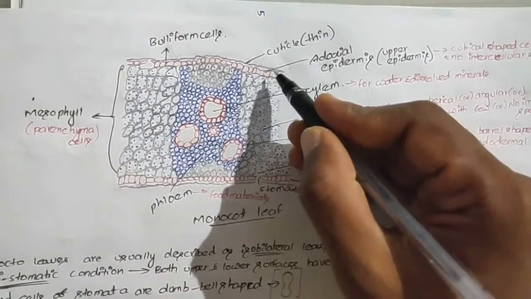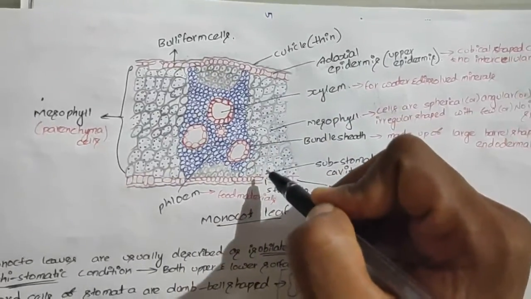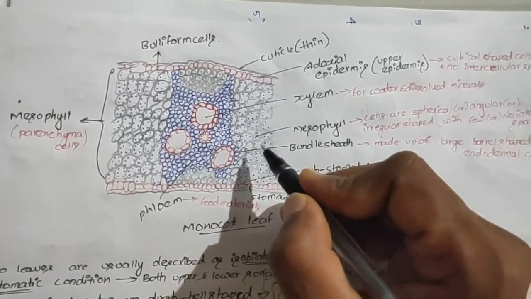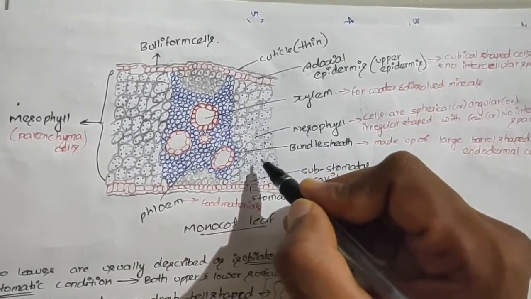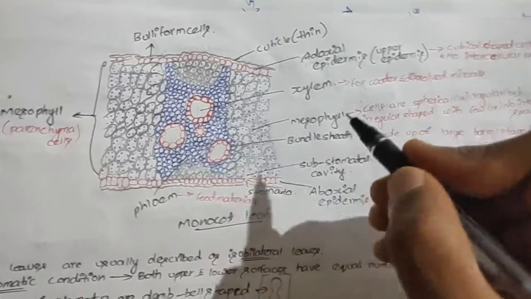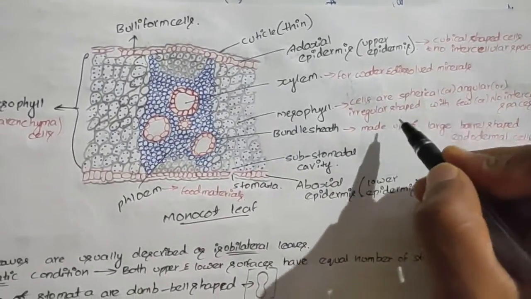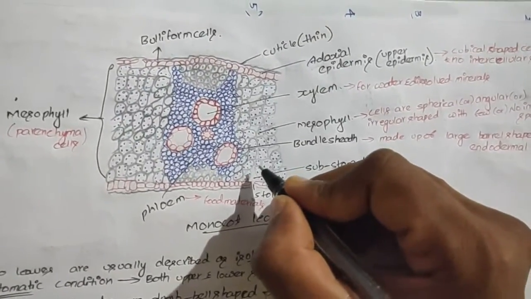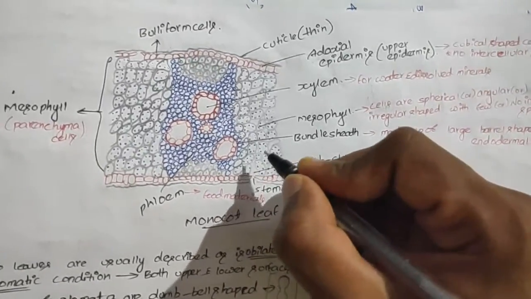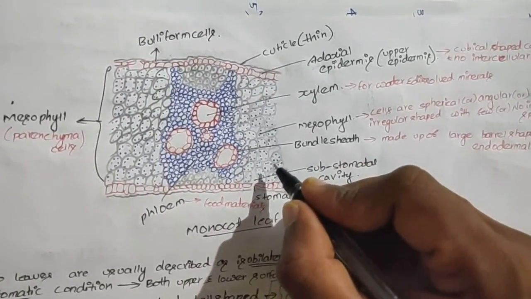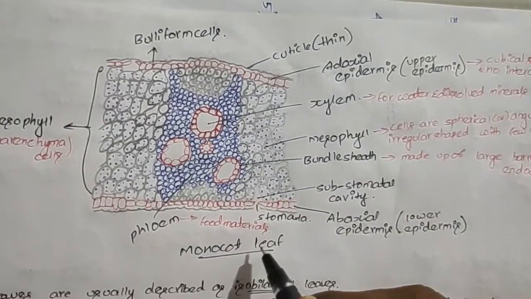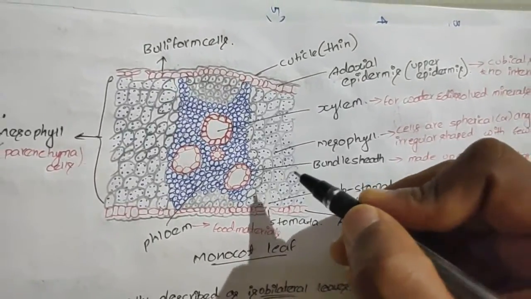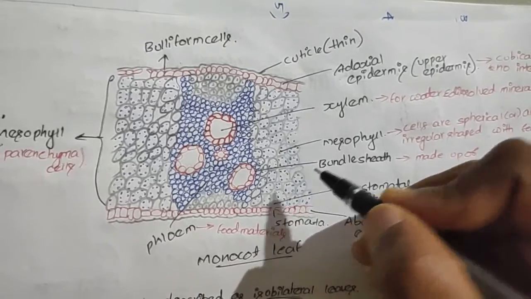In between the upper epidermis and lower epidermis is the mesophyll region. This mesophyll region is made up of parenchyma cells. This is the region where the photosynthesis of the leaf takes place. These mesophyll cells are spherical, angular or irregular shaped with few or no intercellular spaces. In the majority of cases, the intercellular spaces between these cells are absent, but in some cases, minute intercellular spaces are seen. In the case of the monocotyledon leaf, this mesophyll region is not divided into palisade parenchyma and spongy parenchyma.